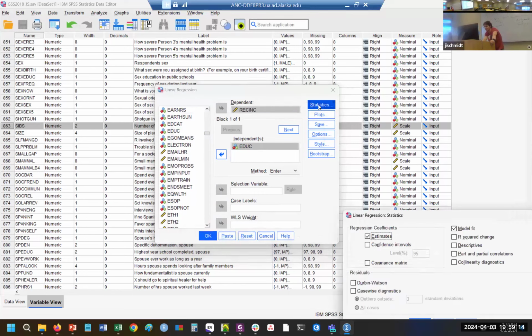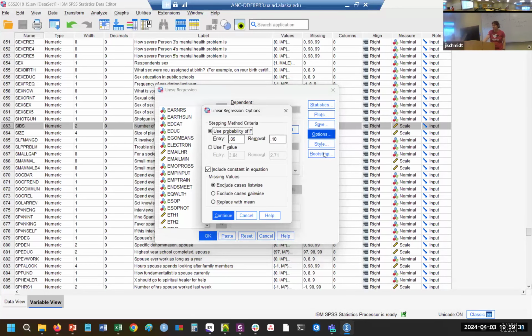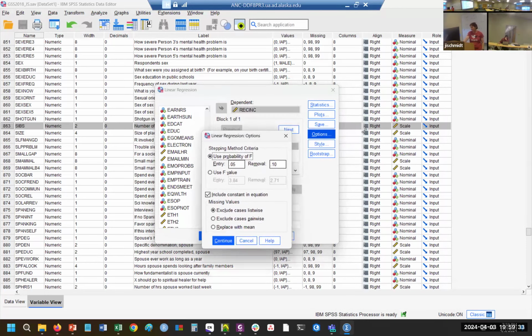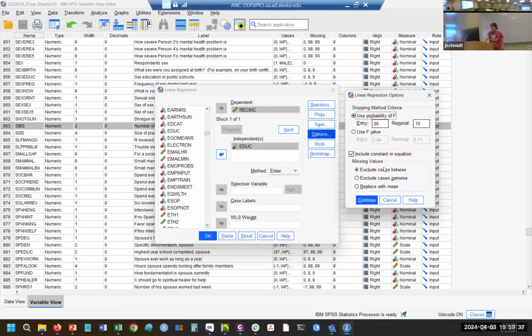Okay. Let's go to Statistics. And we have the estimates checked, and we have our model fit checked, so that's good. Make sure those are checked. Go to Options. And this exclude cases list is checked, so that's good. Make sure that this use probability of F is selected.